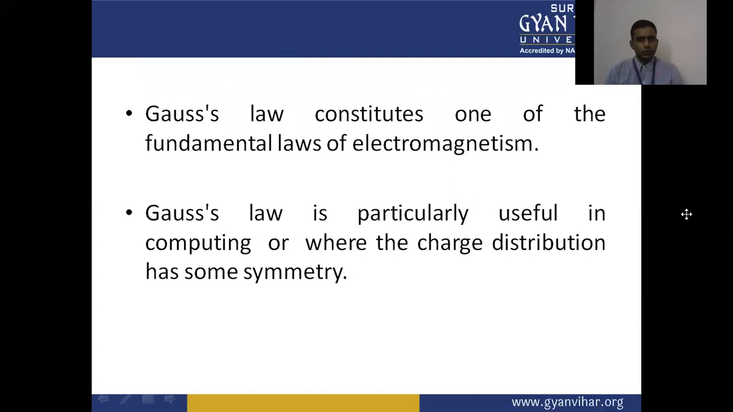Gauss law constitutes one of the fundamental laws of electromagnetism. It also developed the Maxwell equations. All the Maxwell equations are based on Gauss law. Gauss law is particularly useful in computing fields where the charge distribution has some symmetry.